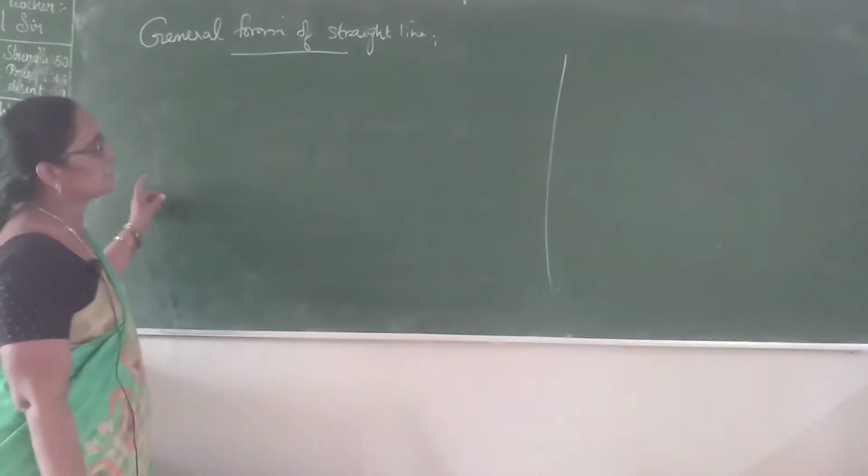See here children, the general form of the straight line is very simple, that is nothing but ax plus by plus c is equal to 0, which is the general form of the straight line.